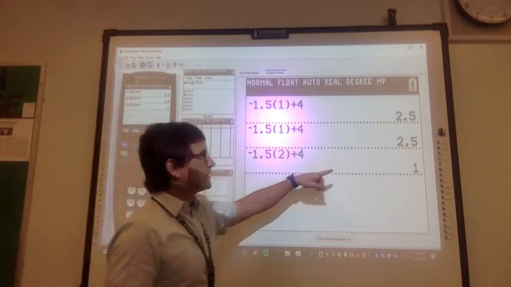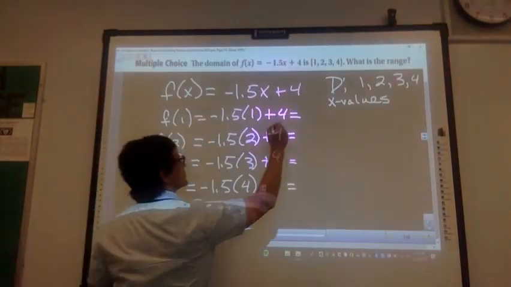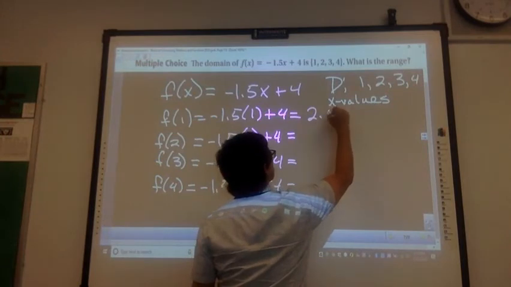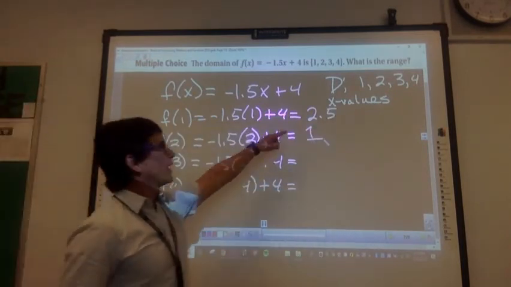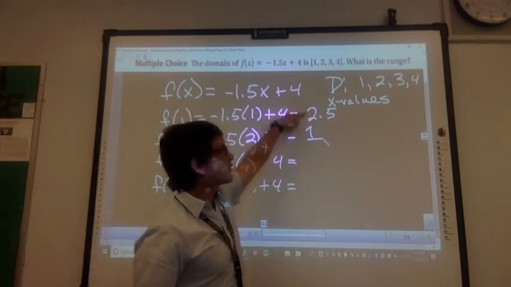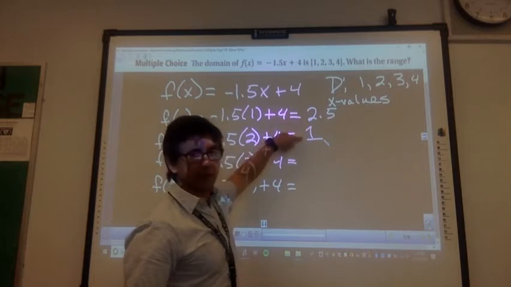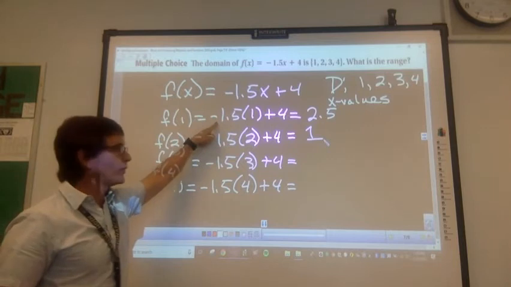So what is the pattern? We went from 2.5 to 1. So our first answer was 2.5. Our second answer was 1. So what happened? How do we get from 2.5 to 1? What did we subtract to get from 2.5 to 1? We subtracted what the slope is, negative 1.5.